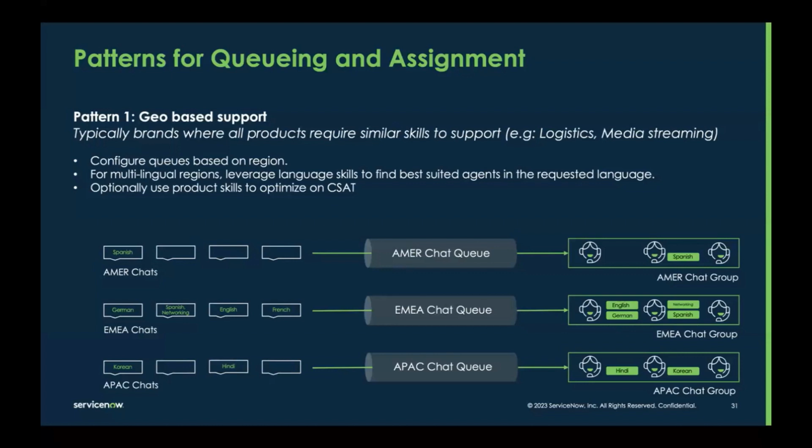Of course, you're going to have regions where you have multiple languages, and for those multilingual regions, model your language requirements as skills, add those skills to the right incoming work item, assign those skills to the agent, and have your agents in the groups along those geographical lines. You can also have product skills wherever product skills are required. As you can see in the illustration below, on the left-hand side, you have chats. Some of them have language skill requirements, some of them have product skill requirements also, and they're getting routed into the right geographical queue and getting assigned to the agent while keeping the skills in mind.